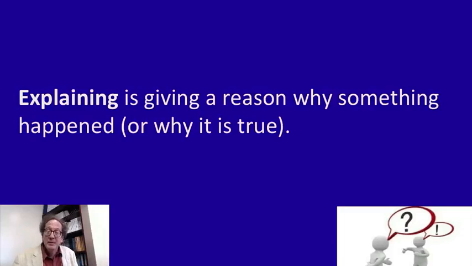So to explain something is to give a reason why it happened, or to answer a question about why it happened. Notice that when you explain something, you assume that it's true. It wouldn't make any sense to ask, why did Duke win the national championship in 2011? Because they didn't. You can only ask why this thing happened if it happened.